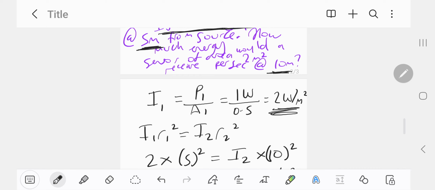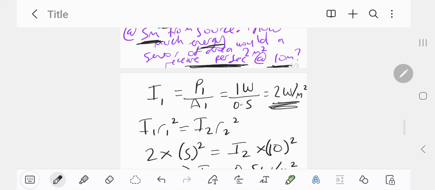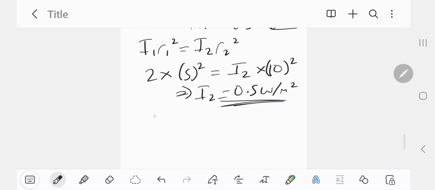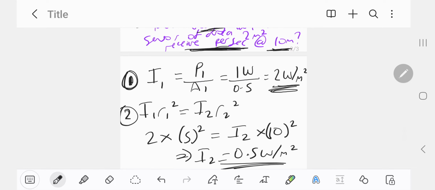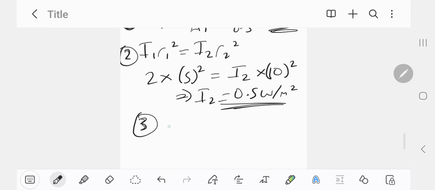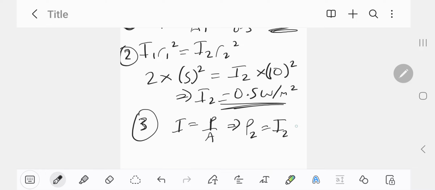Now it asks, how much energy would a sensor of area 2 meters squared receive per second? In other words, we need the power. By definition, power is the amount of energy per unit time, in this case per second. So we need power. So step 1 was calculating the intensity at 1. Step 2 was finding the intensity at 2. Step 3 is now to find the power. Now rearranging this, I equals P over A. We find that the power received by the second sensor, P sub 2, is equal to the intensity at the second sensor times the area of the second sensor. Okay, just rearranging this formula here.